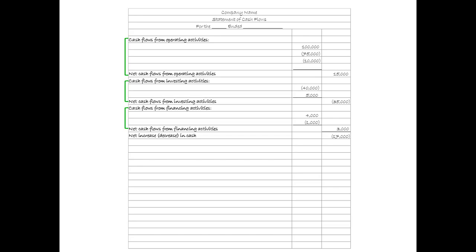The parentheses around the word decrease tell the reader that if the corresponding amount is negative, it indicates that cash has decreased by the end of the accounting period. And if the amount is positive, it indicates that cash has increased.